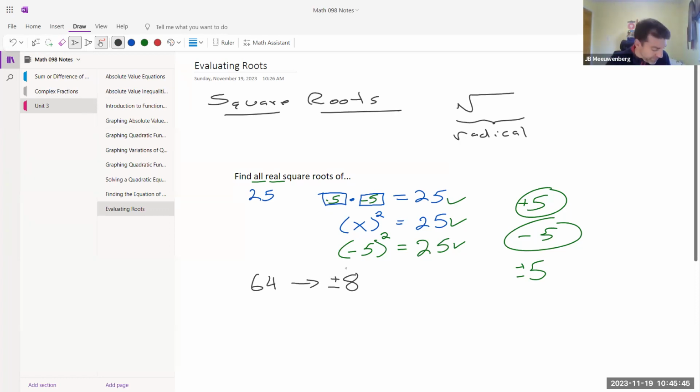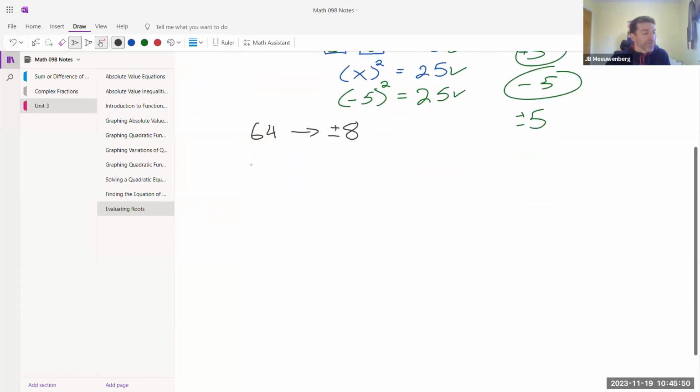What number times itself equals 64? Okay. If you're ever asked to find all the real square roots of a negative number, negative 9, what number squared is equal to negative 9? I'll let you think about that for a second, but hopefully what you come up with is that there's no number that when you square it equals a negative number. No number times itself can equal a negative number. So we say that there are none in that case.